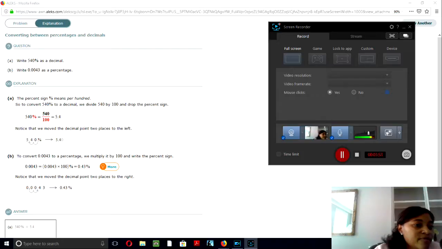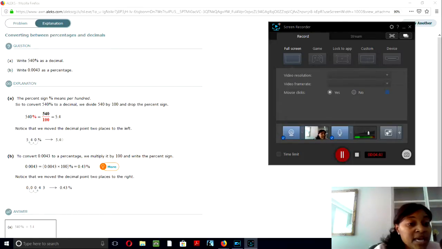For this problem, converting between percentages and decimals, we're also going to use our smartphones or calculators, or you can also use the ALEKS calculator as well. This is a very simple problem. You're just going to divide for the first one and multiply for the second one. When you have a percentage and you want to convert it to a decimal, you're just going to divide that by 100. So in your calculator, just type in 540, click the division sign, and then 100, and that should give you 5.4. So that will be the answer for A.